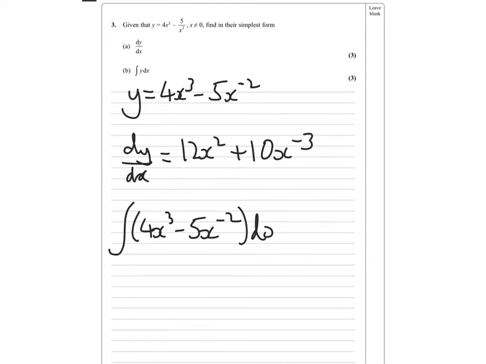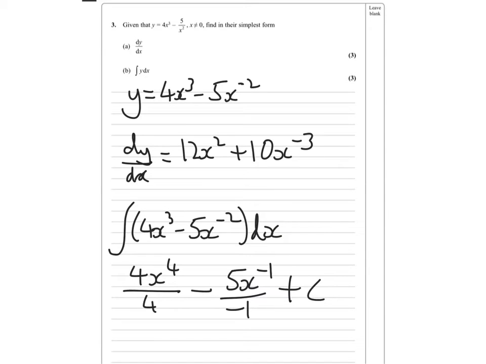So we should have that, shouldn't we? Right, so I'm going to quickly up the power, and before you shout at the screen, I know that I haven't finished. Up the power, simplify that, don't forget the plus c, that would be a silly mark to lose, wouldn't it?